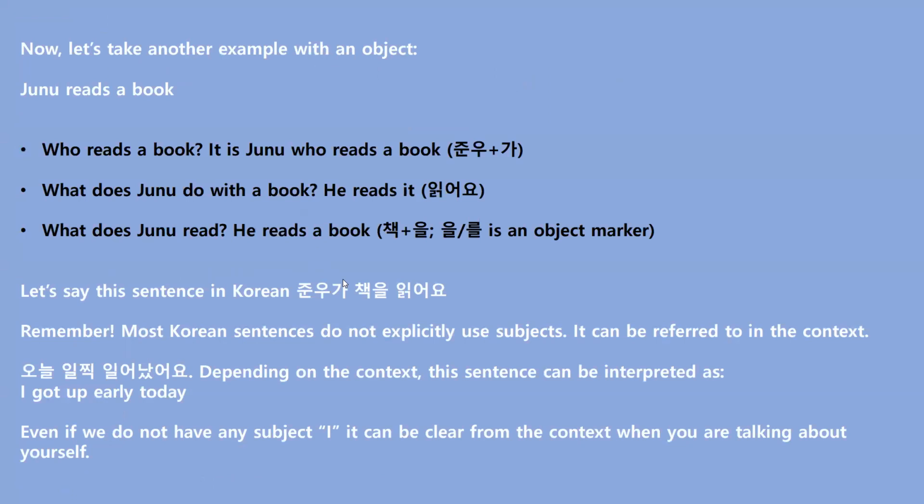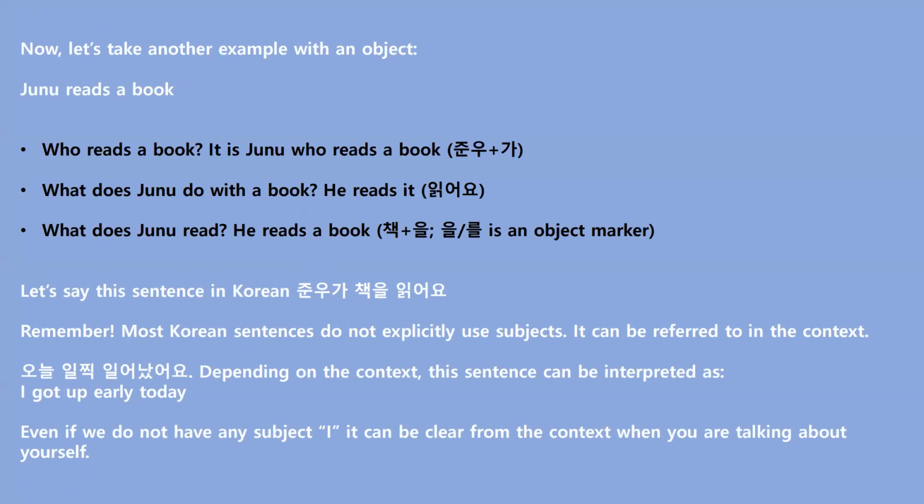And now let's look at another example with an object. There's a sentence, 준우 reads a book, right? So we have who reads a book? It's Junu who reads a book. Junu is the subject. And what does Junu do with a book? He reads it, right? So read is a verb. It's a kind of action, right?